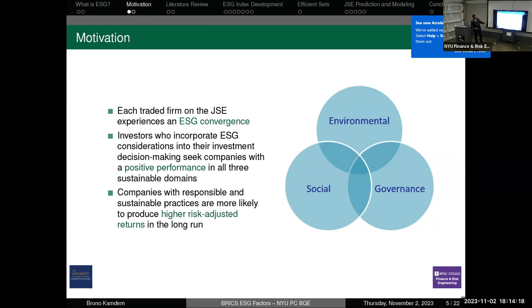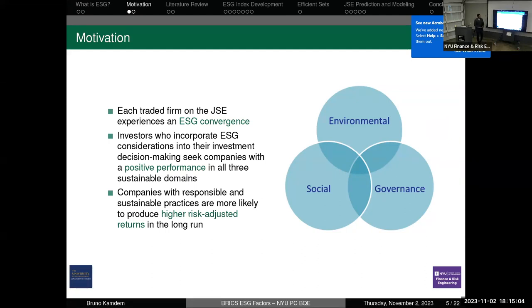Very soon, the Securities and Exchange Commission, I think sometime early next year, is going to be issuing regulation regarding ESG, for instance, ESG disclosure. So investors who incorporate ESG considerations into investment decision making seek companies with a positive performance in all three sustainable domains. That's why we talk about measuring. They measure how they're doing on the E domain, the S domain, and the G domain, and then they convince investors, mostly institutional investors, to come and invest with them and do business with them, right?